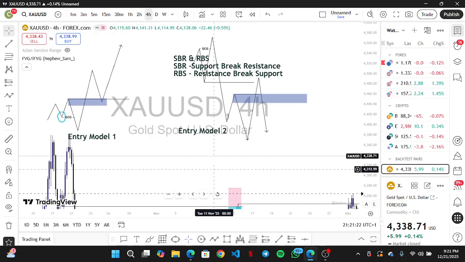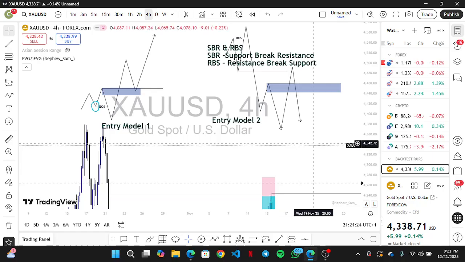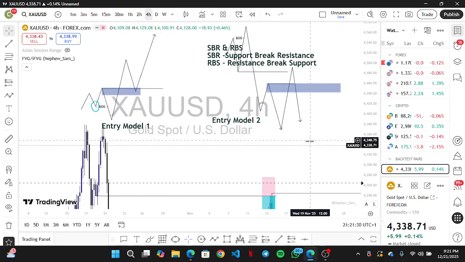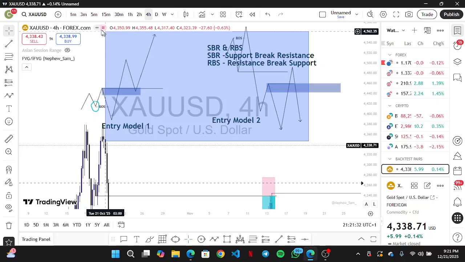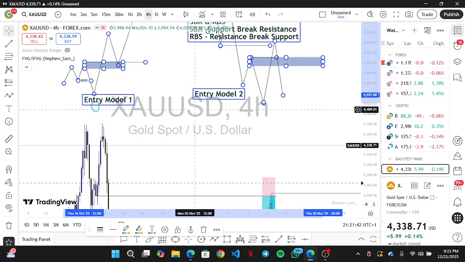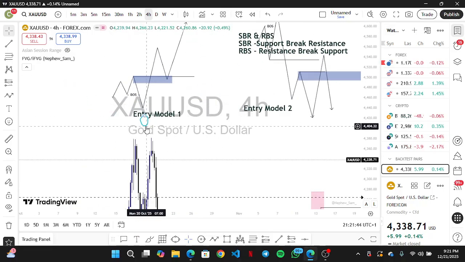So these are the entry models. The two entry models that I'll be giving in this class, and I'll be explaining the last one, which is the most powerful, after we cover these two. But you guys should just stay active and follow along with me.